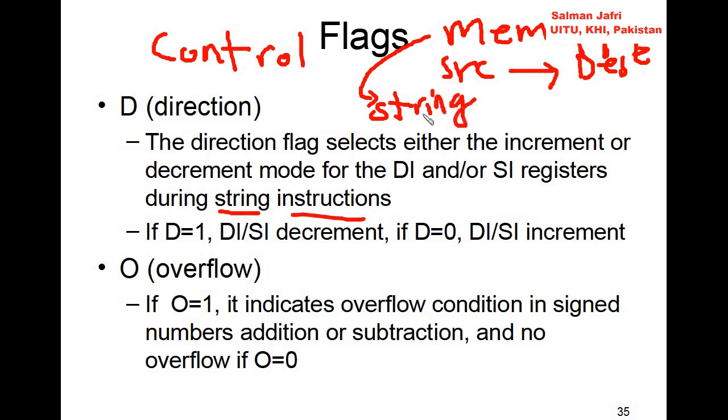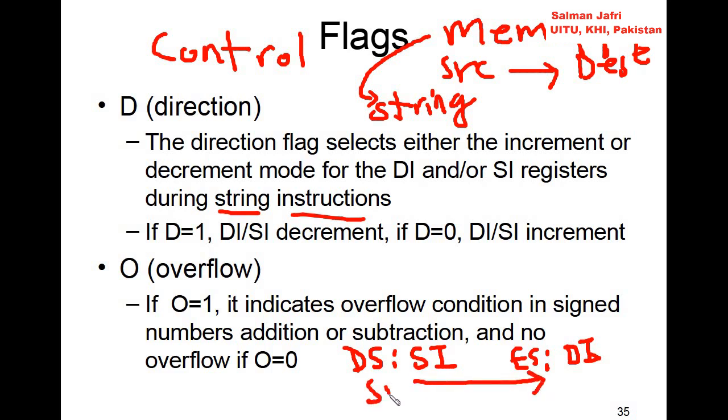Whenever we are carrying out these instructions, we must specify the source address and the destination address. As I told you before, the source address in a string instruction is specified by the combination of the data segment register and the source index register. The destination address is specified by the extra segment register in combination with the destination index register. So a string instruction would copy bytes from the source address to the destination address. This is the source and this is the destination.